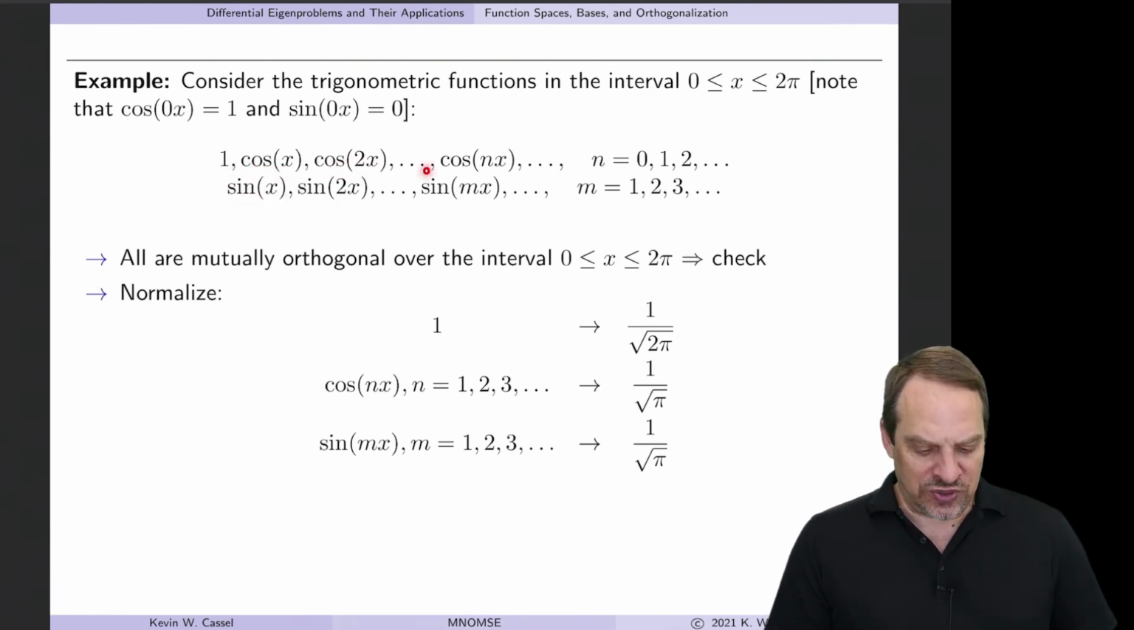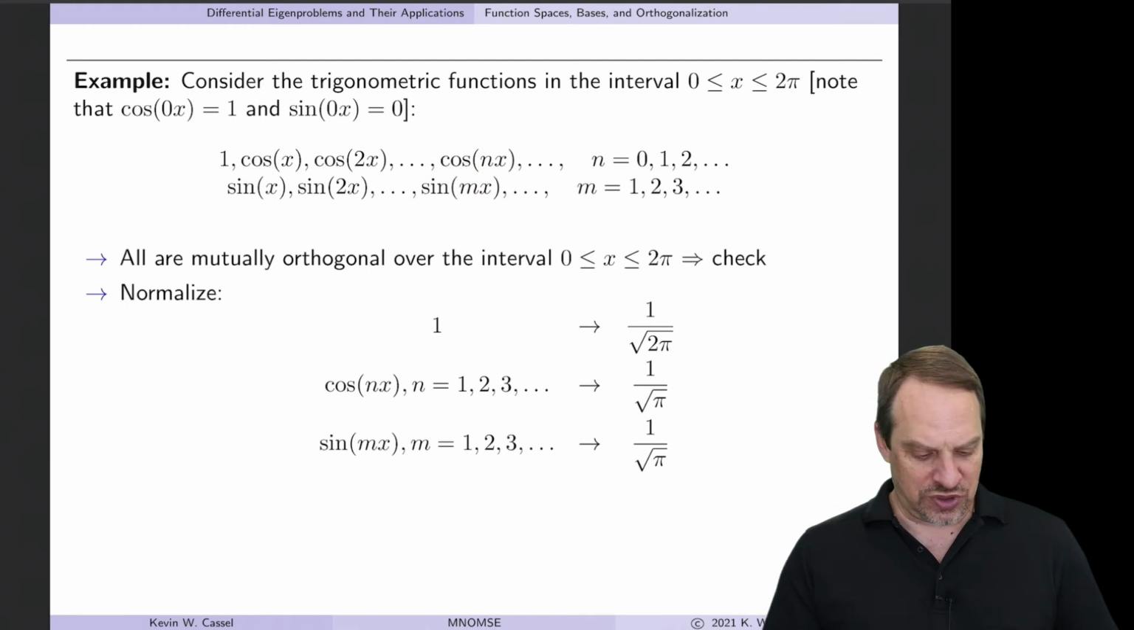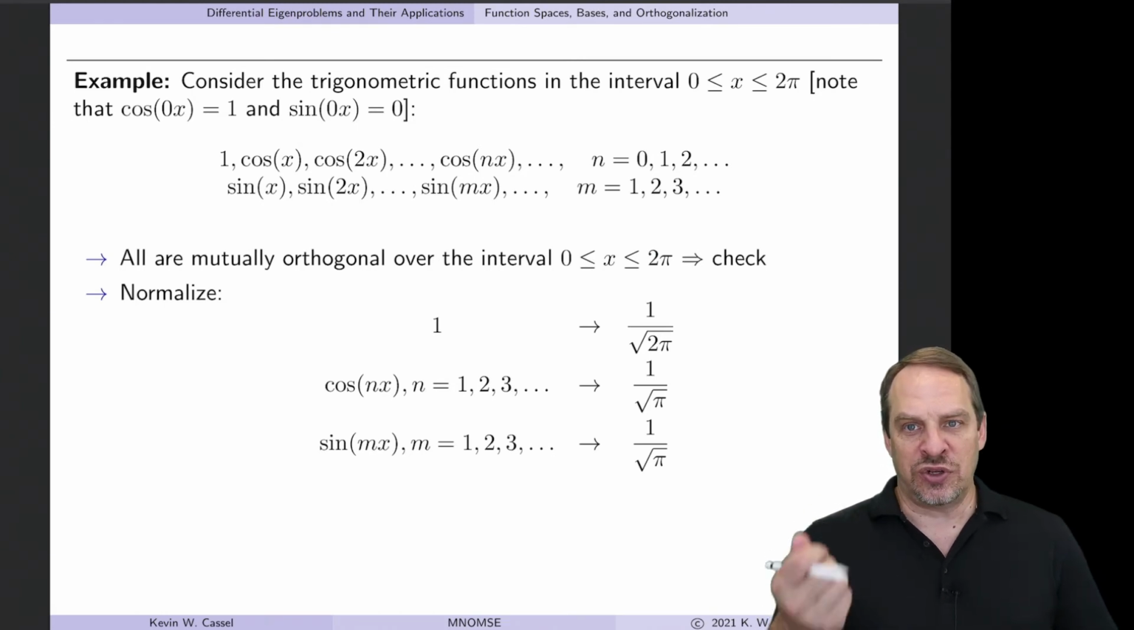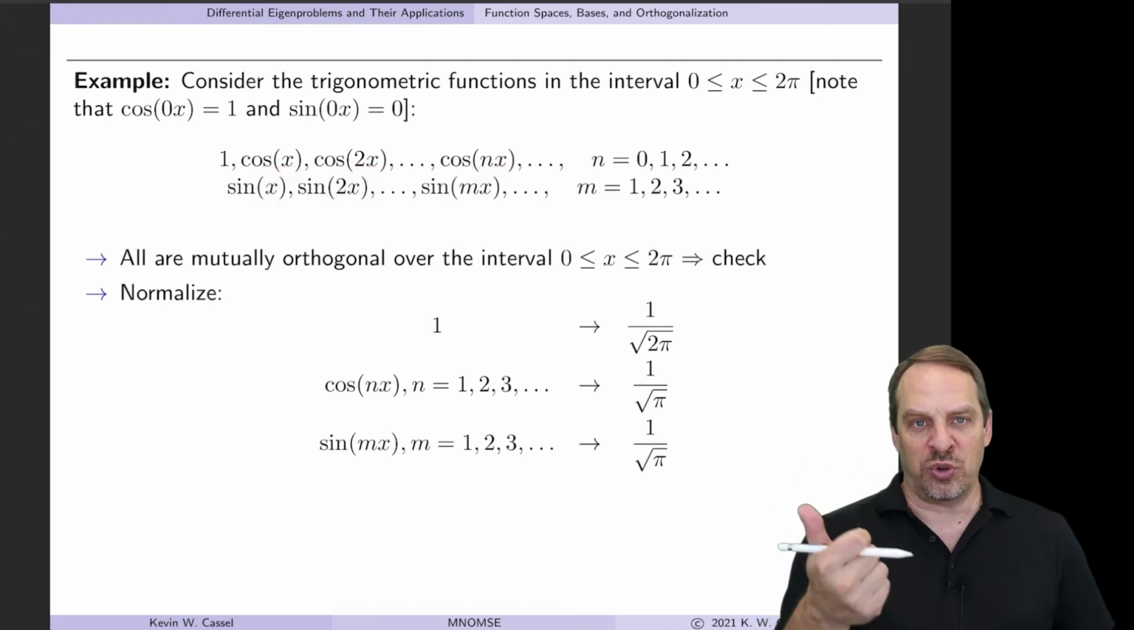So let's do cosine of nx and sine of mx, where the m's and the n's are integers. So we have cosine of 0x, well that's just 1, then cosine of 1x, cosine 2x, 3x, and so forth. Similarly with the sines, sine of 1x, sine of 2x, sine of 3x, mx. Of course, sine of 0x, well that's just 0. So we have a set of sines and cosines with these varying frequencies, and we want to orthonormalize them.